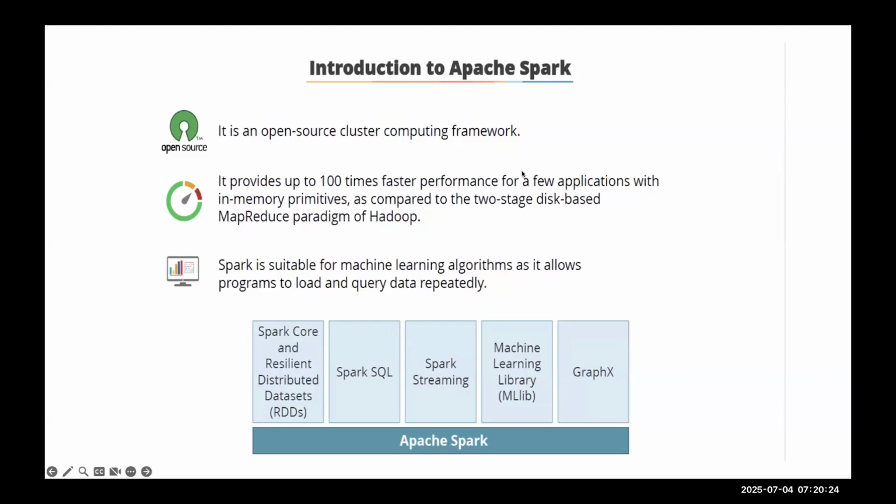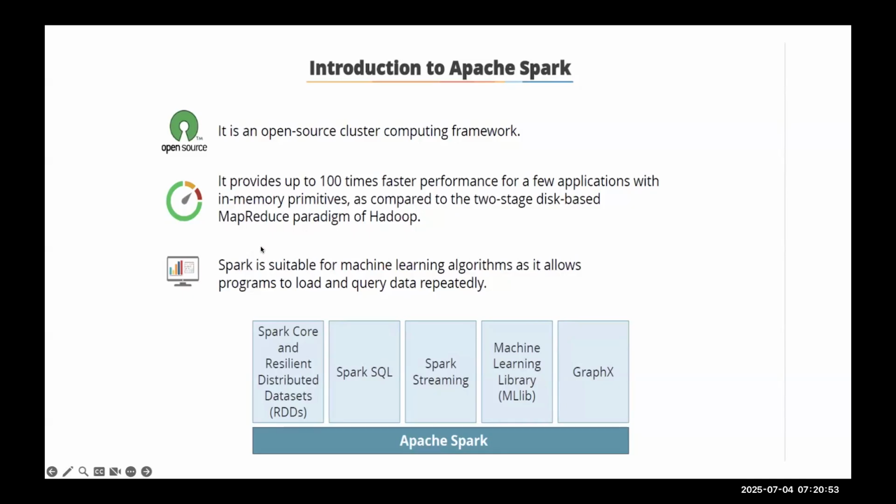But as Spark is doing everything in memory, that's why it is 1,000 times faster. Then one interview question may arise: why is Spark faster than MapReduce? The answer will be because Spark is doing everything in memory. This comparison happened because before Spark we were using MapReduce.